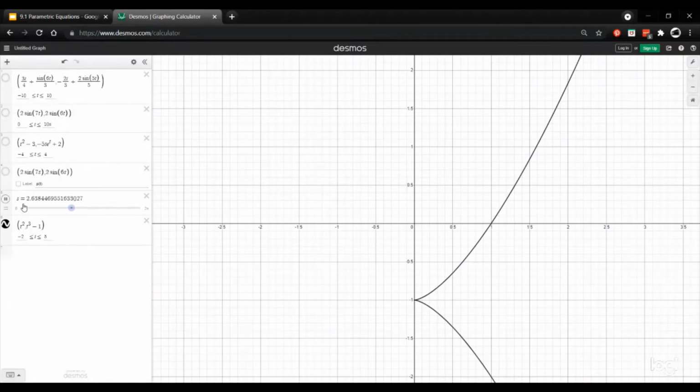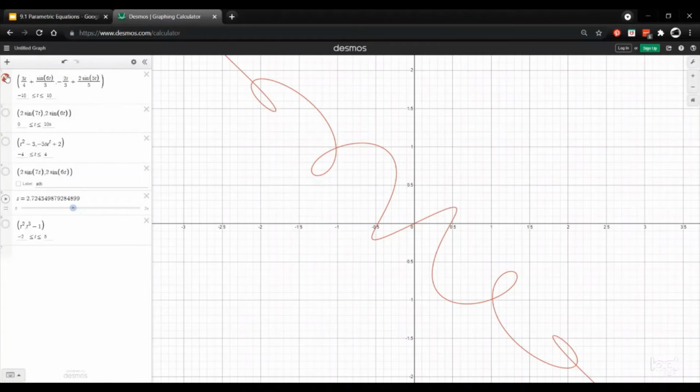Now, this is not the only parametric equation we could have. We could have something that's a little bit more complicated. For example, this. This is definitely not a function in terms of x and y, but we can write x as a function of t.